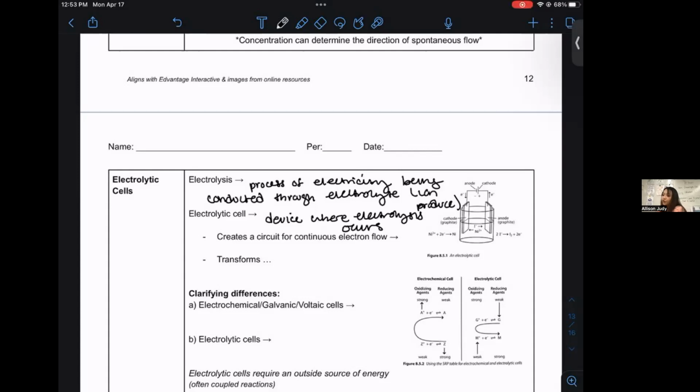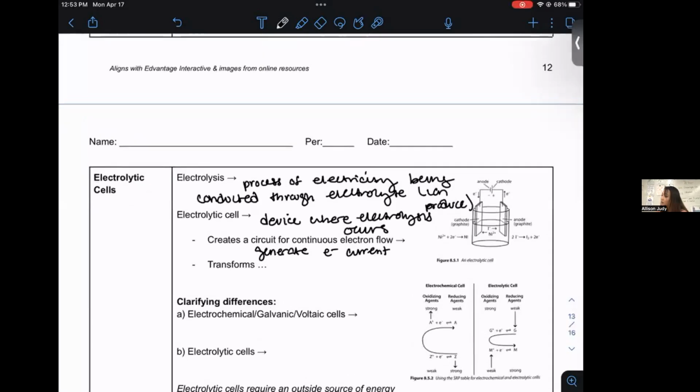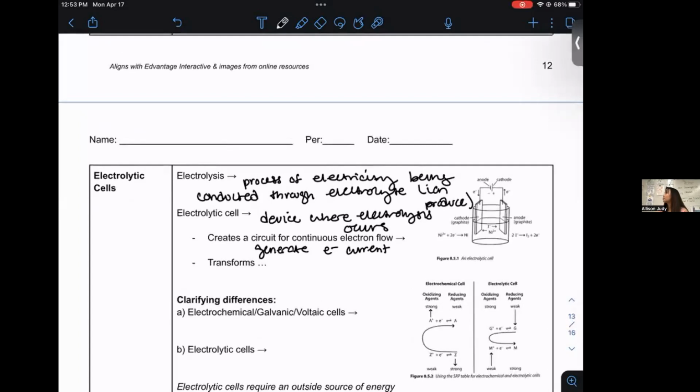So it creates a circuit for continuous electron flow that generates an electrical current. An electrolyte is anything that produces an ion that can then carry charge. So like your pool water is an electrolytic solution. And what it does is it transforms electrical energy into chemical energy.